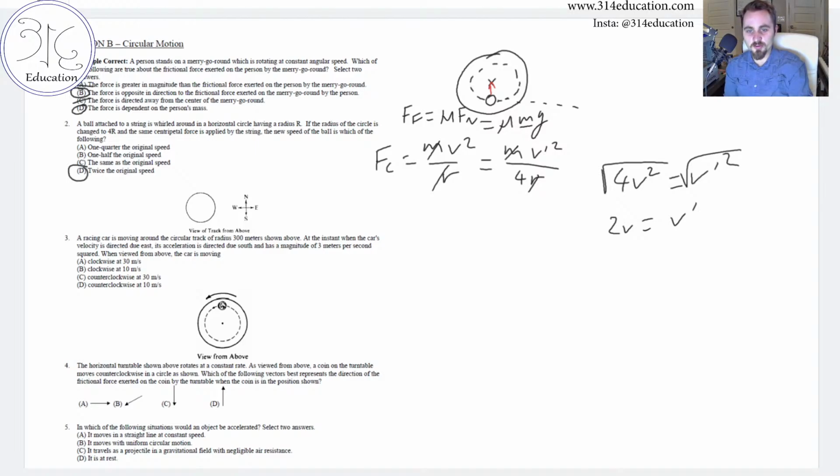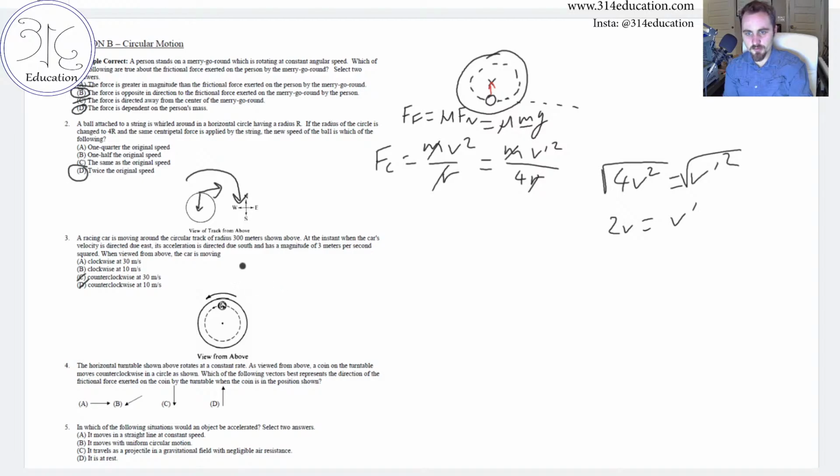Next, we've got a racing car moving around the circular track of 300 meters as shown above. The instant when the car's velocity is directed due east, its acceleration is due south and has a magnitude of 3 meters per second squared. So its velocity is due east, and if its acceleration is due south, acceleration is radially inwards, so east would be here. Acceleration going south like that, so we're going clockwise. So we can rule out C and D.